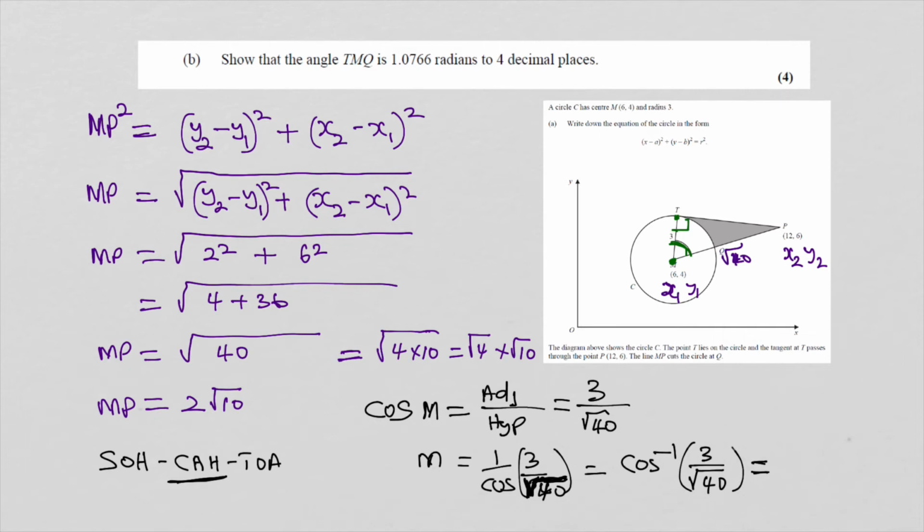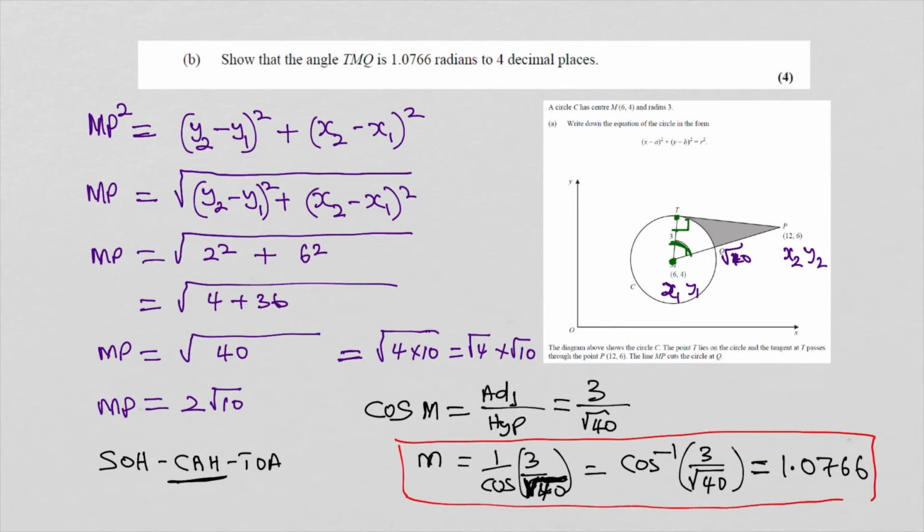And then you need a fraction, because there's a fraction in the bracket. The fraction key is below the option key. And then 3, move the arrow down, and then root 40. Move the arrow to the right side and close the bracket, and you get 1.0766, just as required by the answer. So that's the m. The angle is 1.0766 radians.